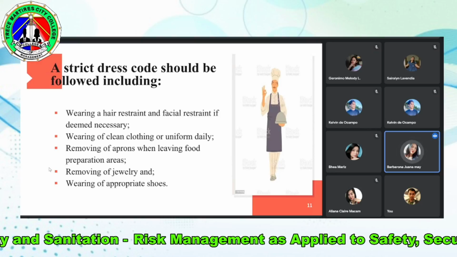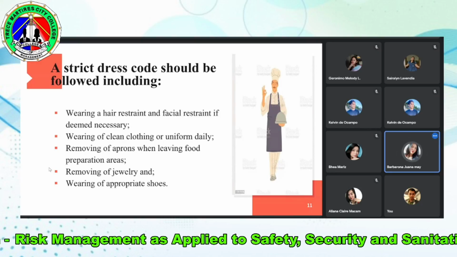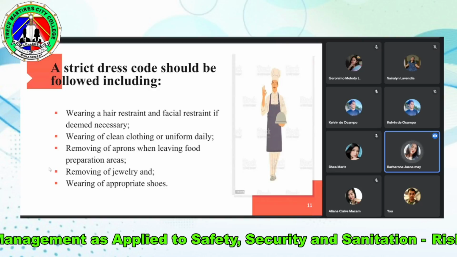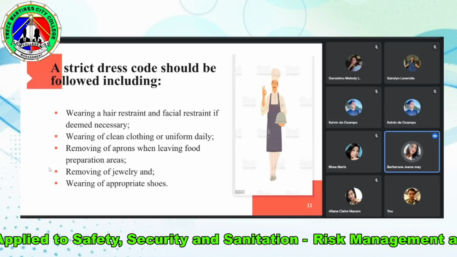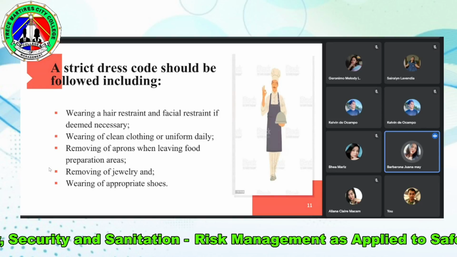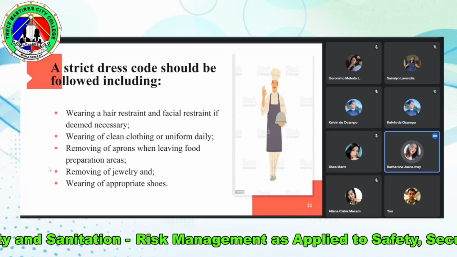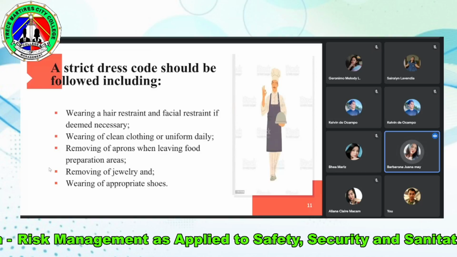And the next one, wearing of clothing or uniform daily. This is the one important sa mga nagtatrabaho at kailangan bigyan pansin lalo na sa kasuotan at maging decent tignan at maayos. Hindi lang dapat sa pagsunod ng work attire kundi na rin dapat malinis at komportable ka sa suot mo.